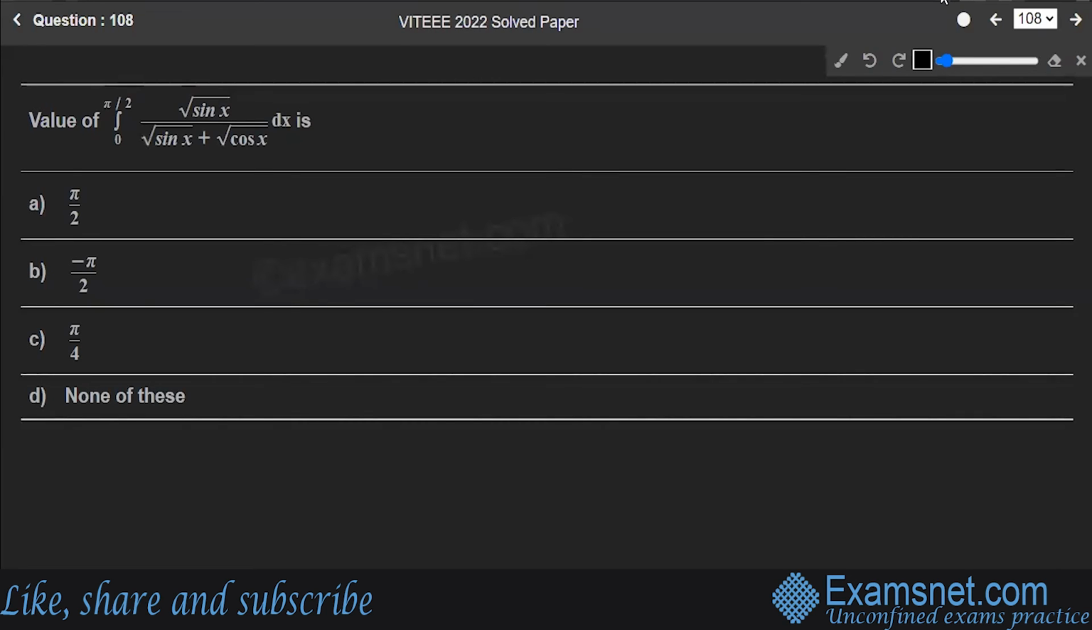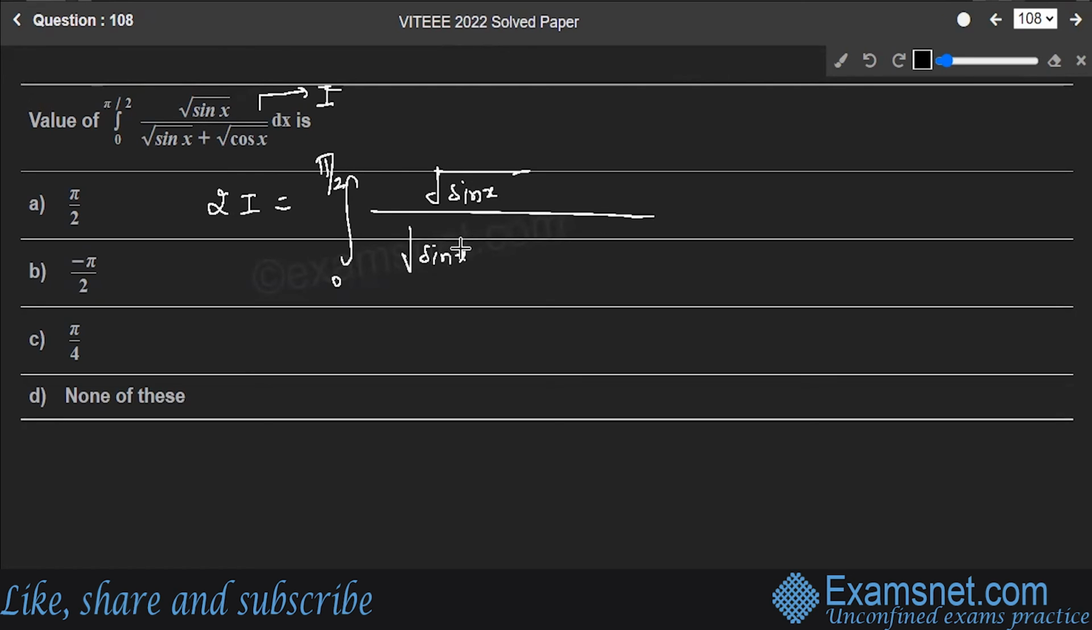Question number 108. The value of the integral from 0 to pi by 2 of root of sin x divided by root of sin x plus root of cos x dx is equal to what? Okay, so let's say this is equal to I. Okay, so I can write 2I is equal to the integral from 0 to pi by 2 of root of sin x divided by root of sin x plus root of cos x dx, correct?